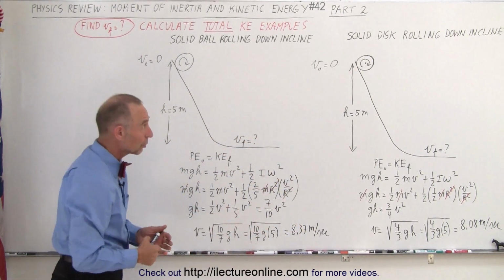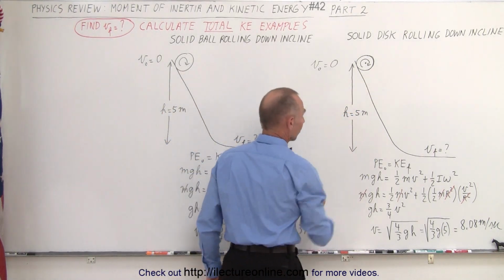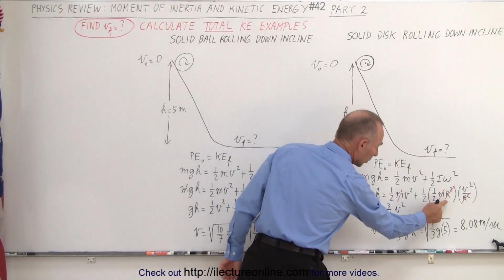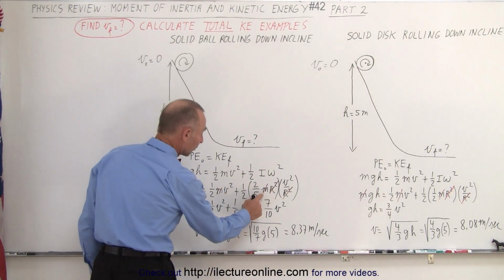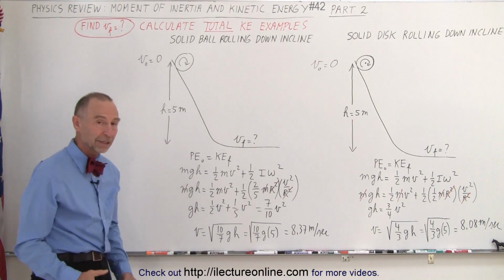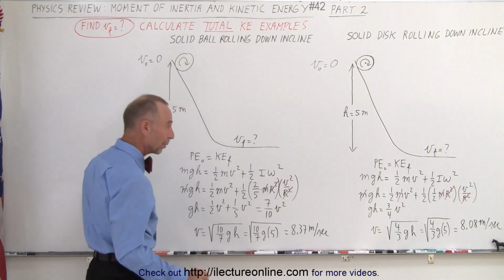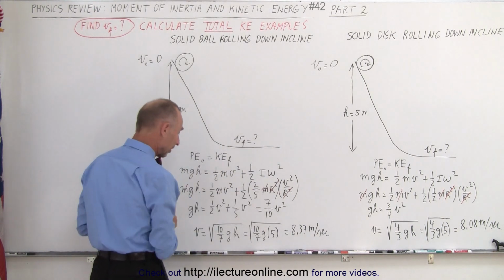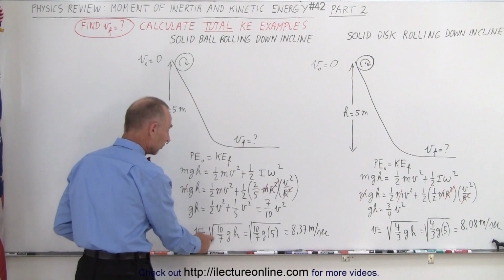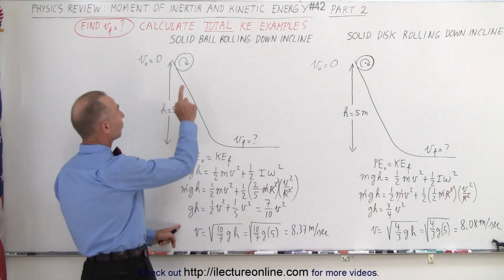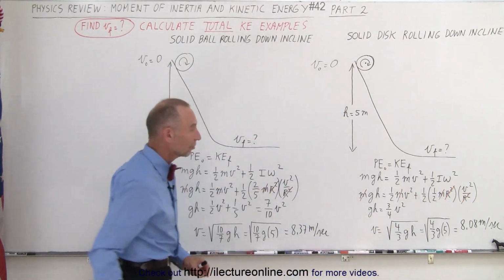The only difference between the two examples is that this is a solid ball and this is a solid disk. For a solid disk, remember, the moment of inertia is 1/2 mr squared. For a solid ball, the moment of inertia is 2/5 mr squared. When we calculate this out, remember the radii will cancel out, the masses will cancel out, and so we end up with an equation where the velocity will be equal to the square root of 10/7 gh in the case of a solid ball, and 4/3 gh in the case of a solid disk.